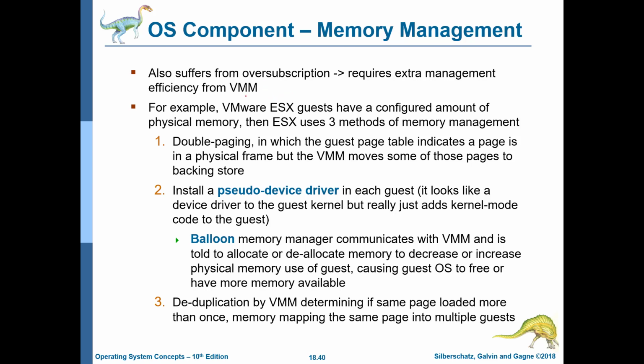So if you look at the ultra popular VMware ESX system, which is a type 1 hypervisor, what it does is it configures guests with a given amount of physical memory. Then it has three methods of memory management.